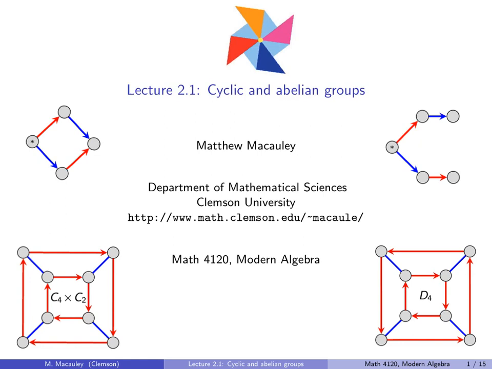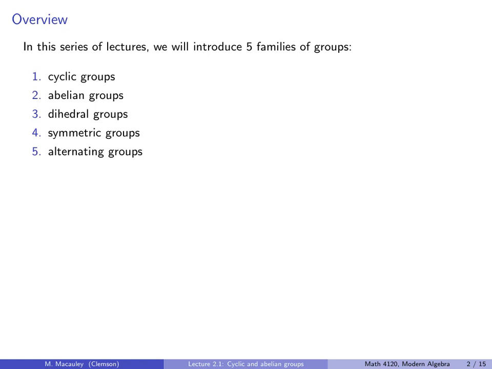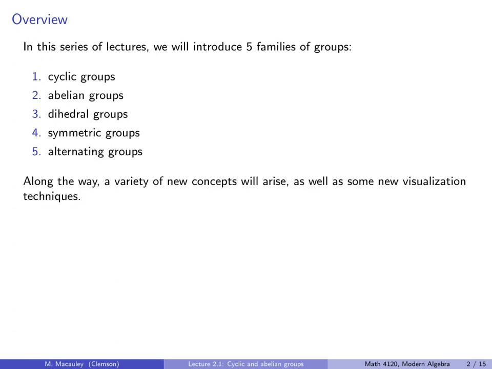Welcome to Lecture 2.1, Cyclic and Abelian Groups. In this series of lectures, we will introduce 5 families of groups: cyclic, abelian, dihedral, symmetric, and alternating groups. Along the way, a variety of new concepts will arise, as well as some new visualization techniques.